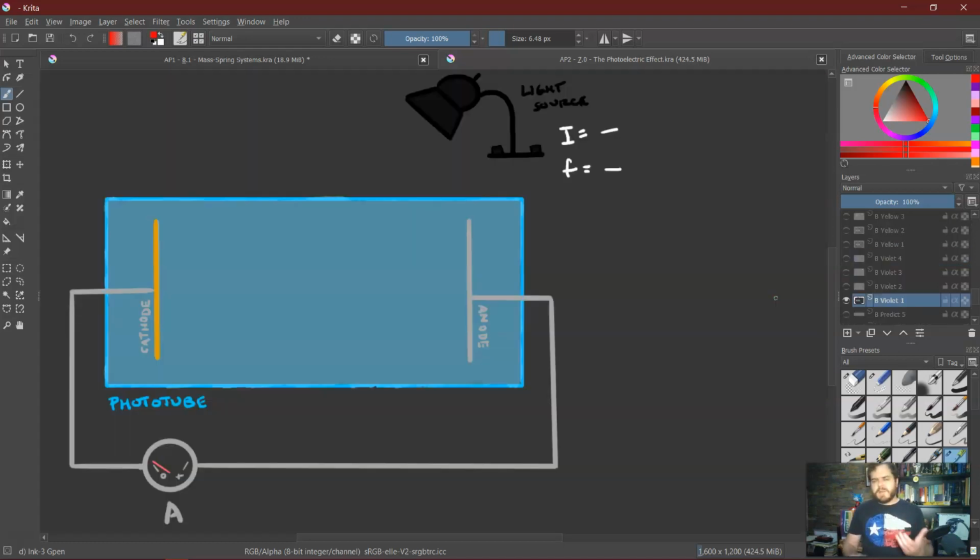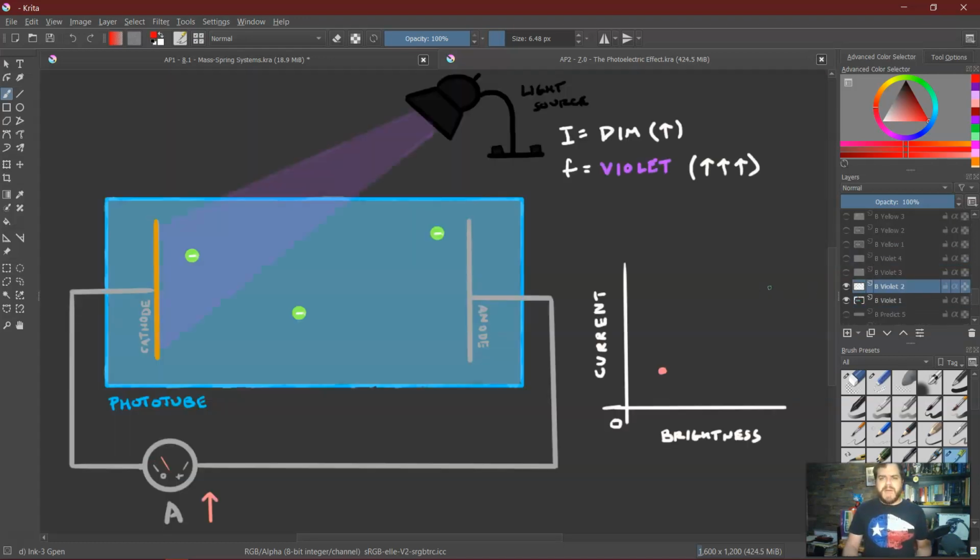So let's go back to the setup here, and let's start with violet light that is pretty dim. So this is a very high frequency, but a pretty low intensity. And when we do this, we see that a current does indeed start to form, but it's relatively low. So we have very few electrons jumping this gap.